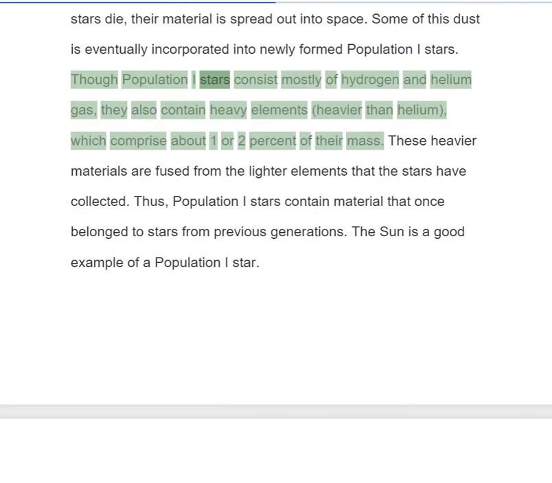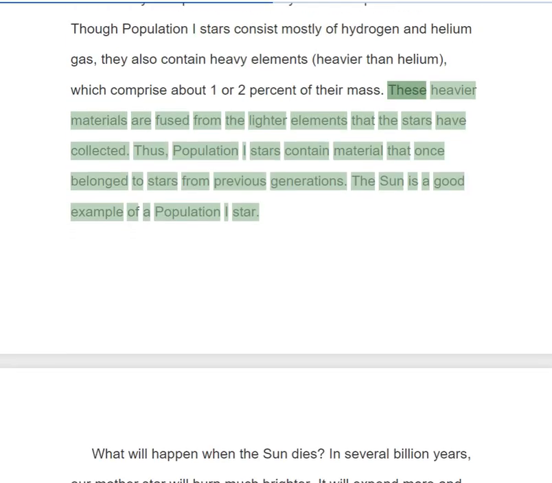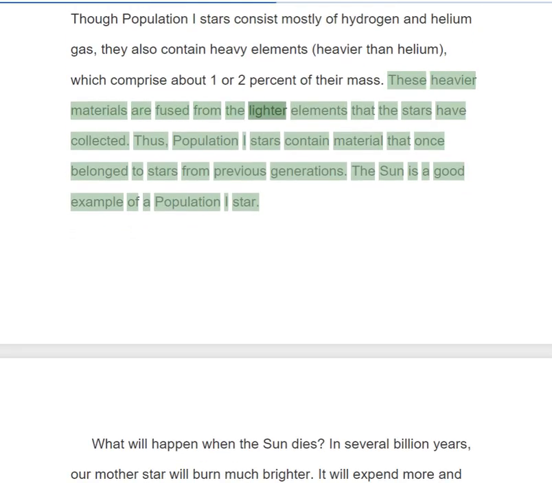Though population 1 stars consist mostly of hydrogen and helium gas, they also contain heavy elements, which comprise about 1 or 2% of their mass. These heavier materials are fused from the lighter elements that the stars have collected. Thus, population 1 stars contain material that once belonged to stars from previous generations. The Sun is a good example of a population 1 star.